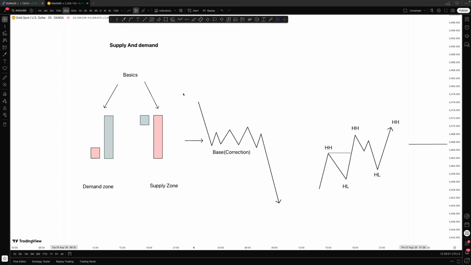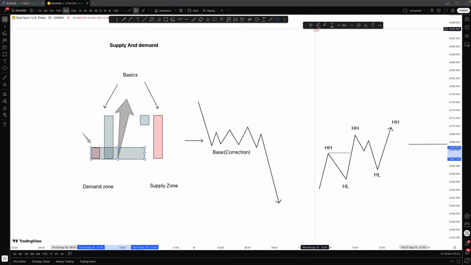In this video, I want to show you supply and demand. This is the basics here. Most of the time, if you see a strong bullish candle, a strong move to the upside like this, after we have this bearish candlestick, that means we are creating what you call a demand zone. The demand zone will be drawn on the high and the low of either one of the two candlesticks here. So we are going to draw the zone like this. This will be your demand zone.